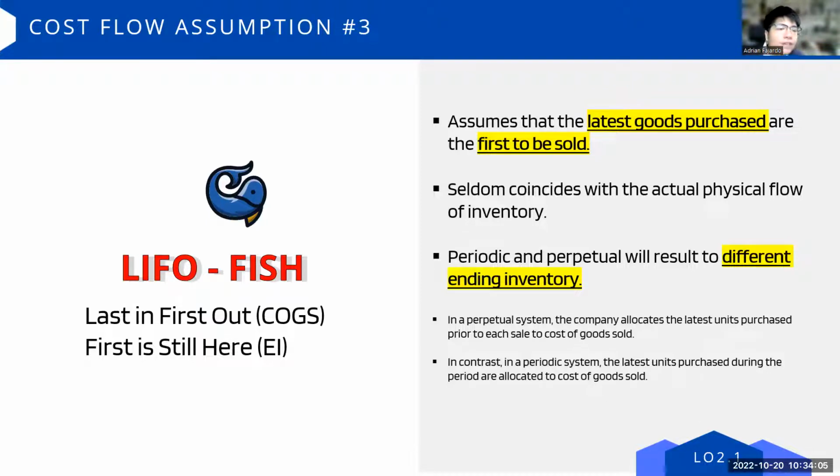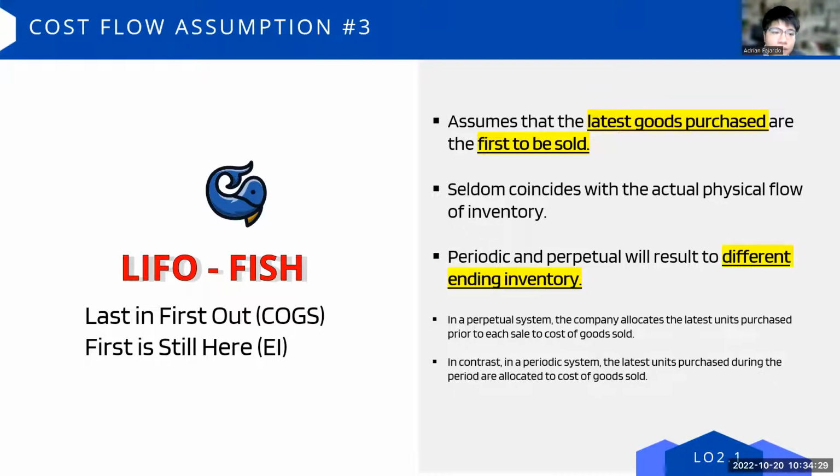If FIFO is first in, first out, then LIFO is last in, first out, right? So when you're looking at our COGS, kapag nakabenta ako, I'll assume that it's the newest goods na I purchased that I sold. And then, conversely, if I'm looking at my ending inventory, then it's gonna be the oldest that will still be here, right? So, first is still here.